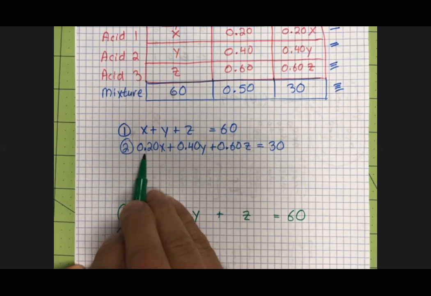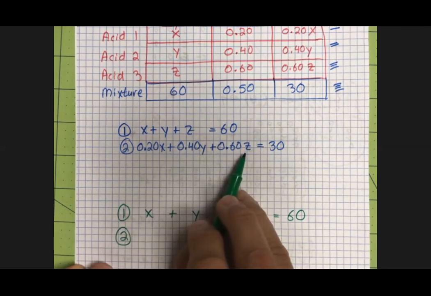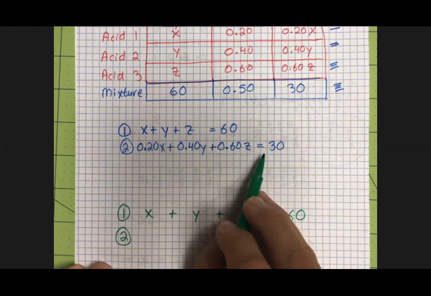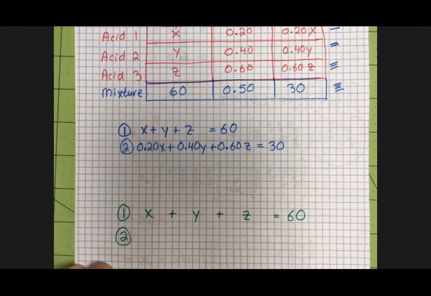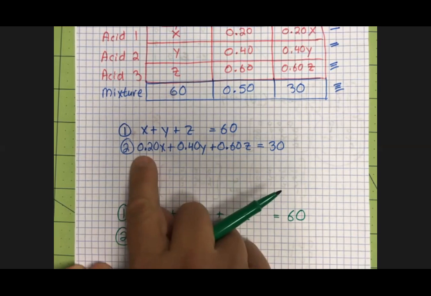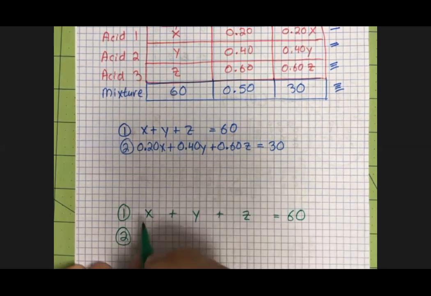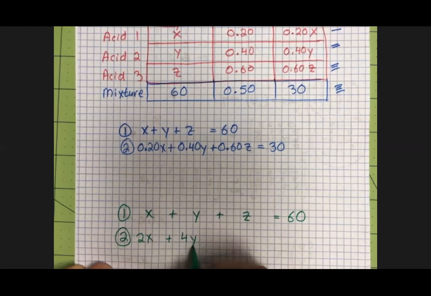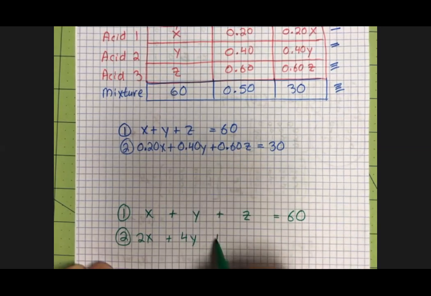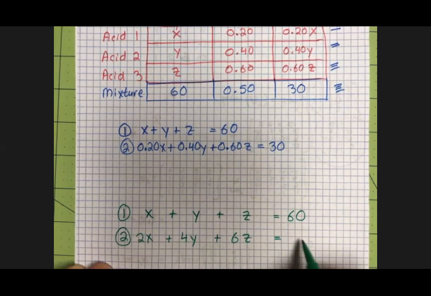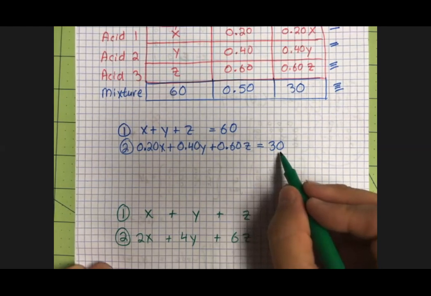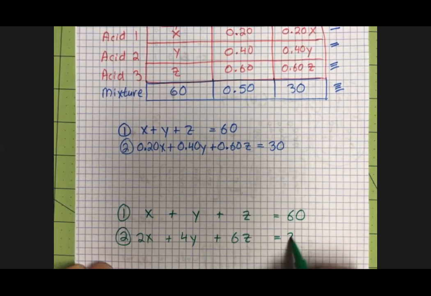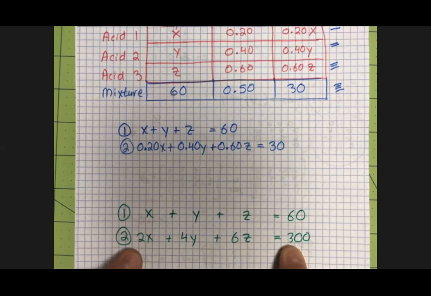Do you see this 0.2x, 0.4y, 0.6z? There's nothing wrong with it. I just don't want to work in decimals, think in decimals. Decimals are fractions. I hate fractions. Why don't I multiply everybody by 10 right now? 10 times 0.2 will be 2x. 10 times 0.4 will be 4y. 10 times 0.6 will be 6z. Now I got to do 10 times 30 too. That's 300. So do you understand what I did there? I just made it easier to look at.